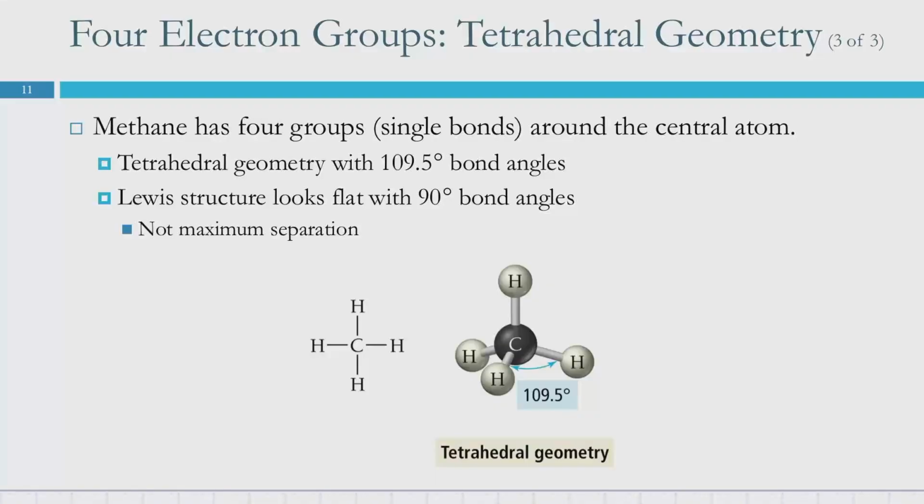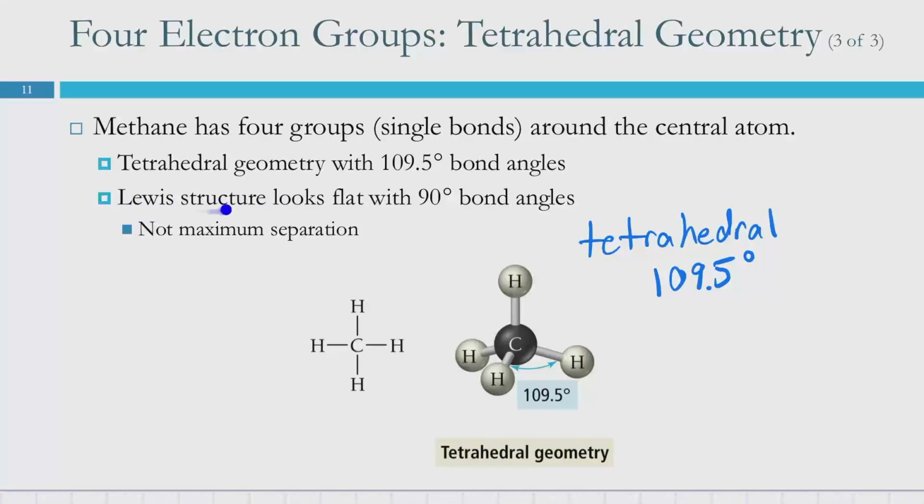Some examples of tetrahedral geometry: things like methane, CH4, has 4 groups, all single bonds around the central atom. Tetrahedral geometry, if all the bonds are equal, has 109.5 degree bond angles. And this is like the one weird one. I think the rest are all much more normal. 109.5 is a little bit of a weird number. But that's as separated as they can be.